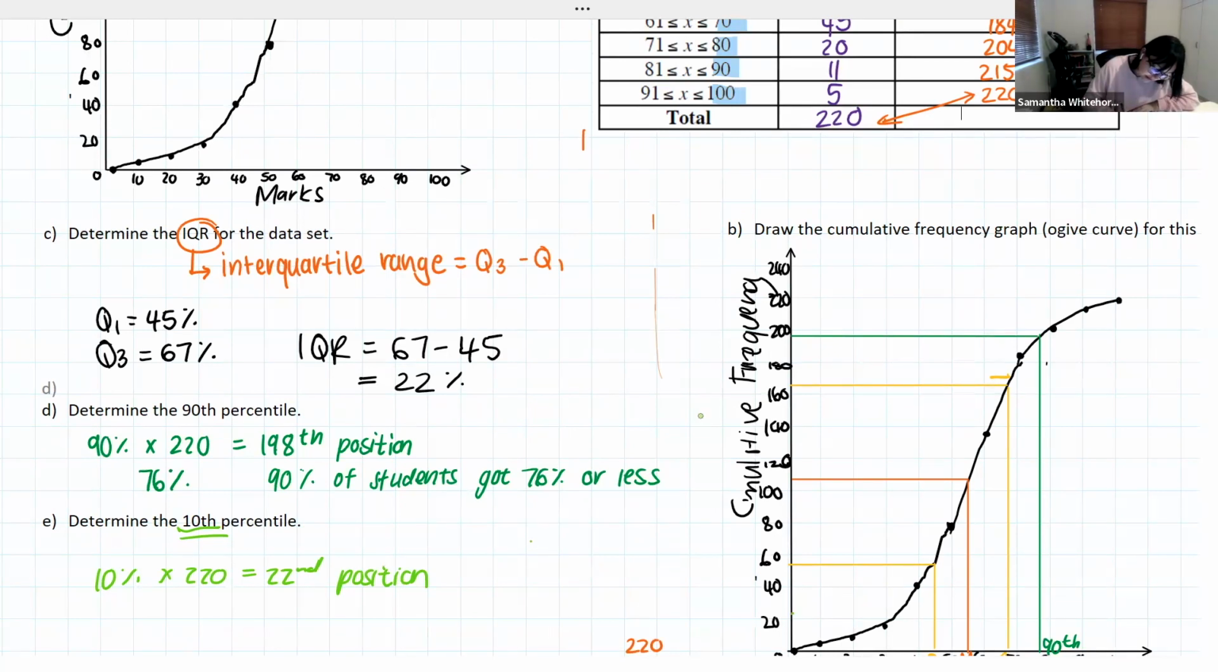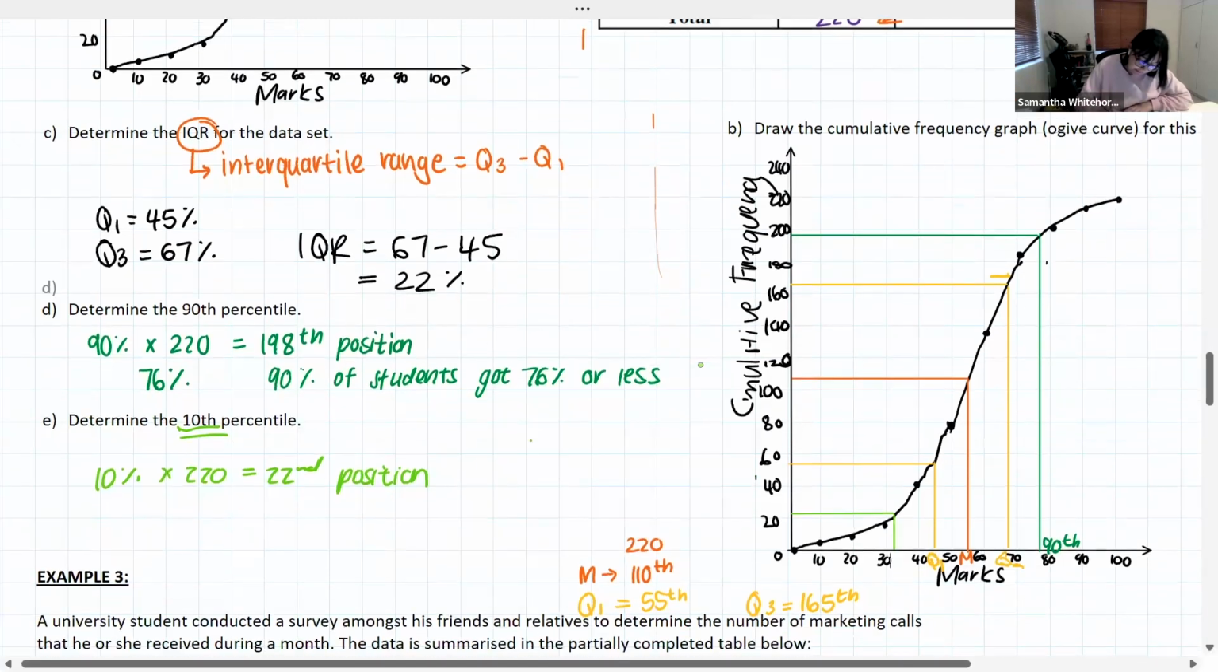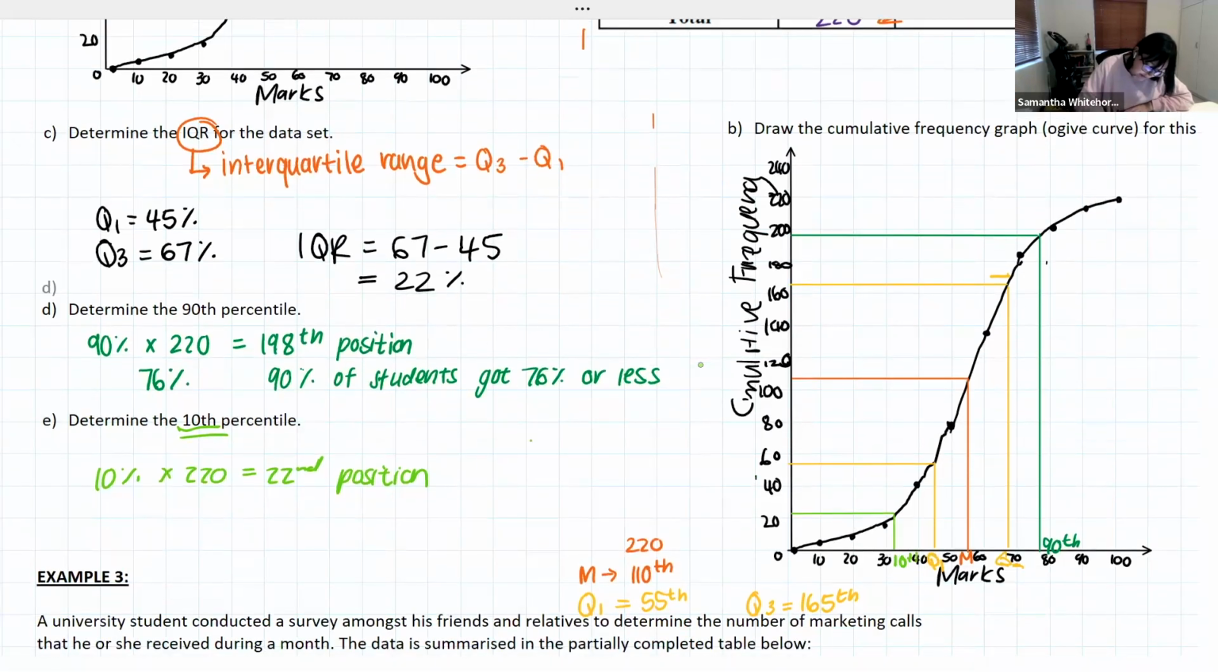So 22 is just above the 20, read across, drop down, nice straight line. So this will be our 10th percentile. It's just above 30. I'd probably say 32, 33. Again, remember there's always wiggle room because of human error when you're drawing something. So this would be at about, I'd say 32%.